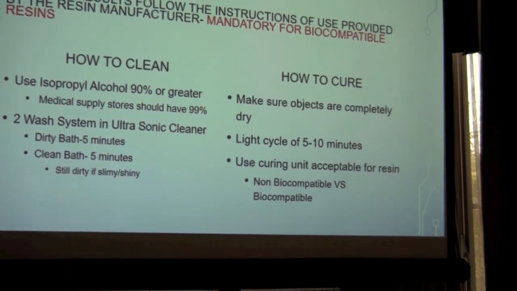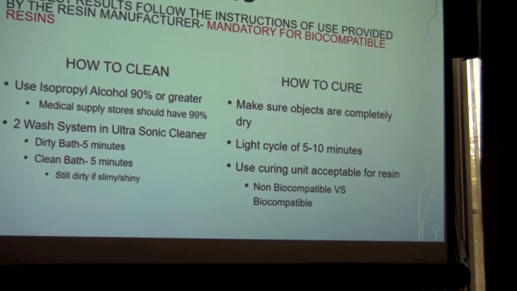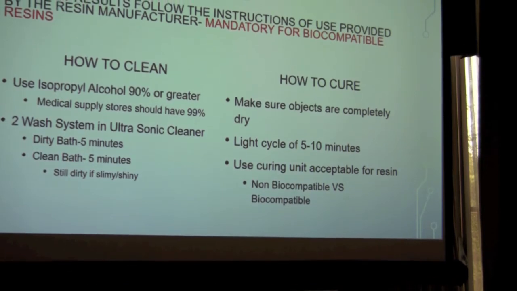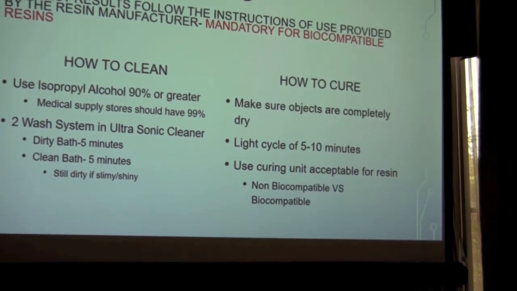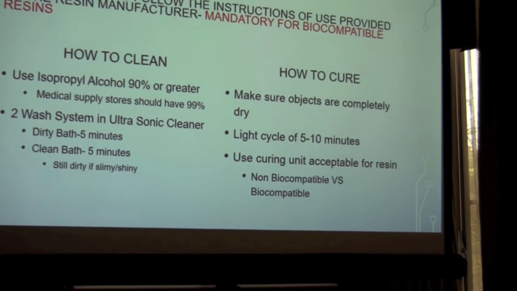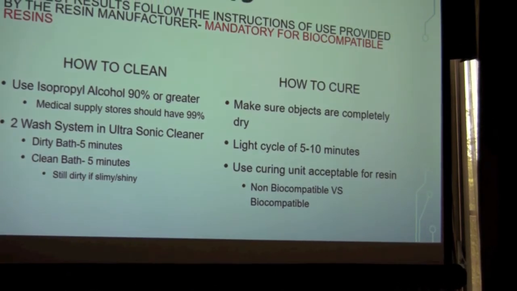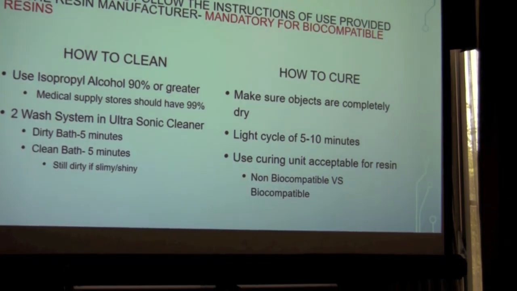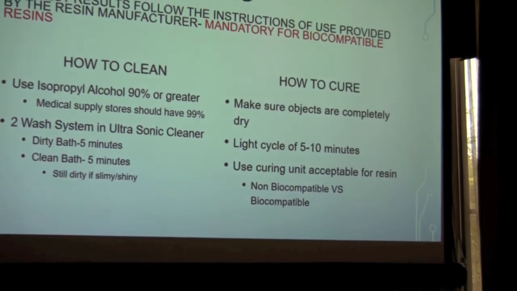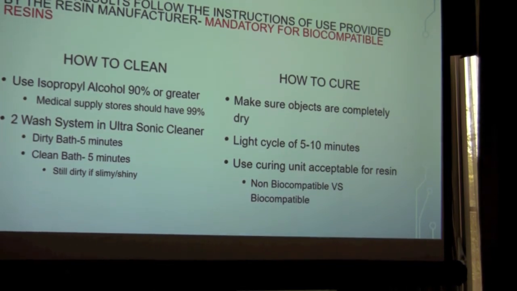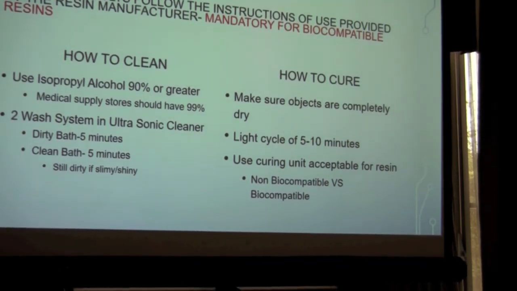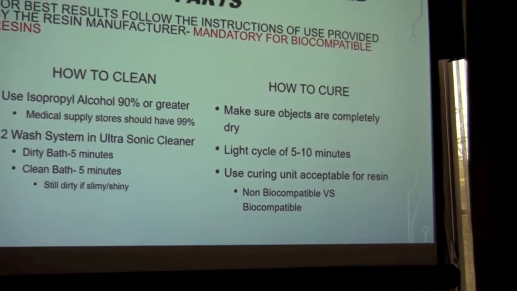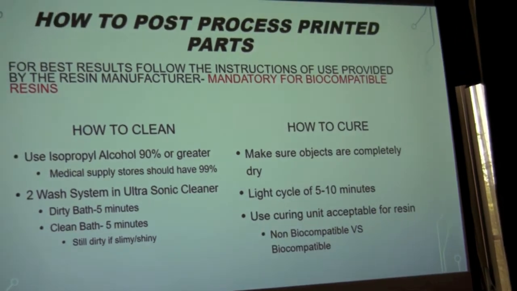And then the curing unit has to be acceptable for the resin. For biocompatible resin, you do need to follow the instructions of use. Nextent and I think DTEX both require a nitrogen exposed curing chamber. What that does is create an oxygen inhibition layer, and with that oxygen inhibition layer and a large amount of light, you're able to cure the active monomers on the external surface of the device. So make sure that you do your research before printing the biocompatible resins.